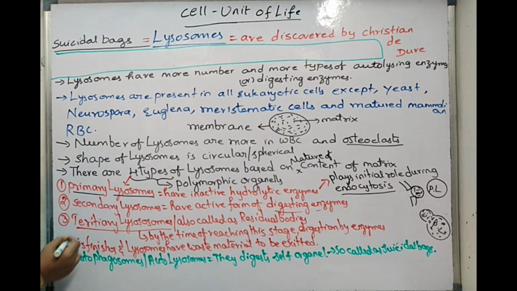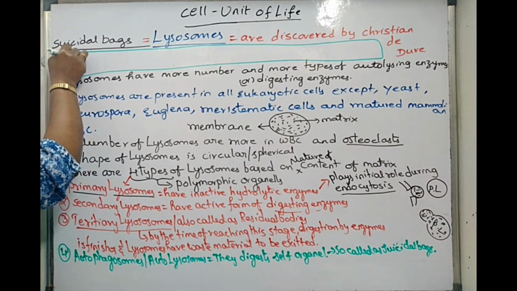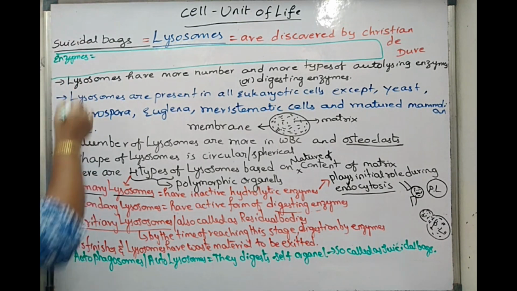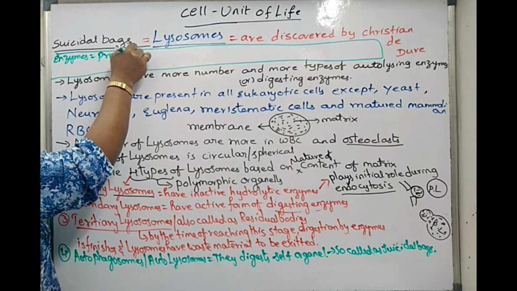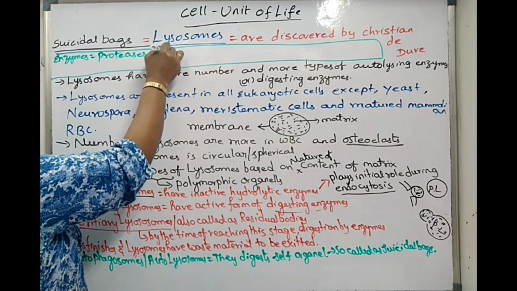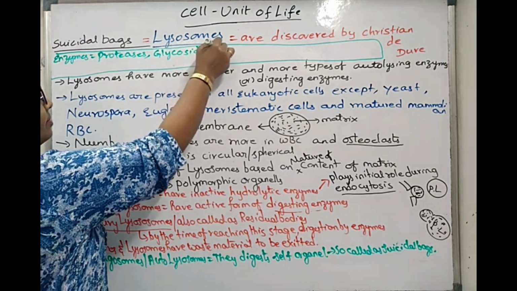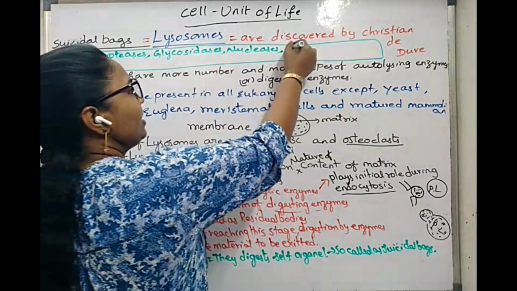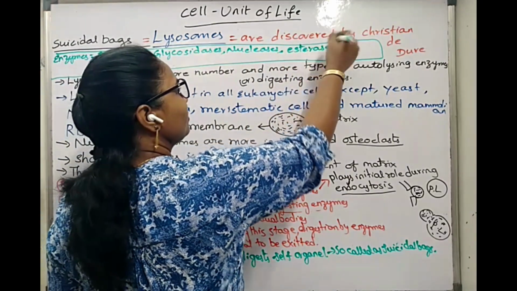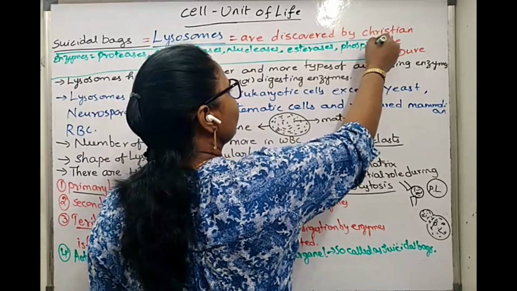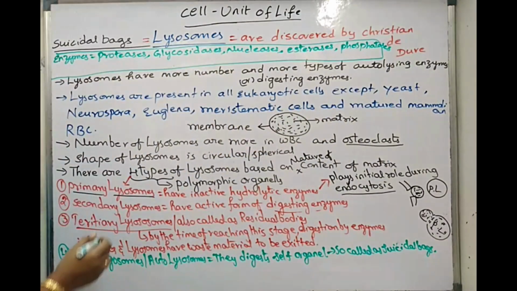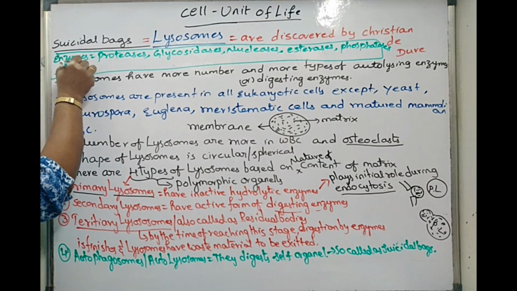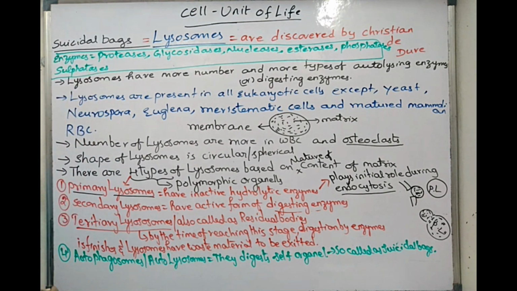We will see what enzymes are present in lysosomes. Enzymes within lysosomes are proteases, glycosidases, nucleases, esterases, phosphatases, and sulfatases. Under nucleases, both RNases and DNases are also studied.